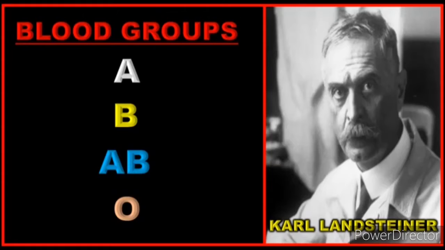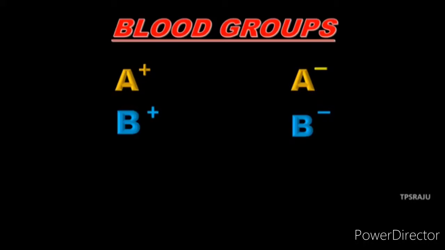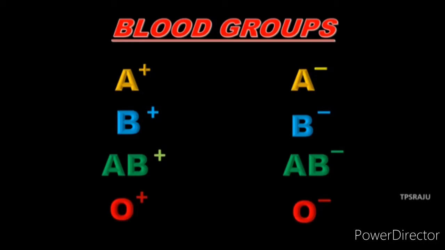Different persons contain different kinds of blood groups with different RH factors, positive and negative. The blood groups vary as A positive and negative, B positive and negative, AB positive and negative, and O positive and negative. Let us see how to recognize the blood groups.